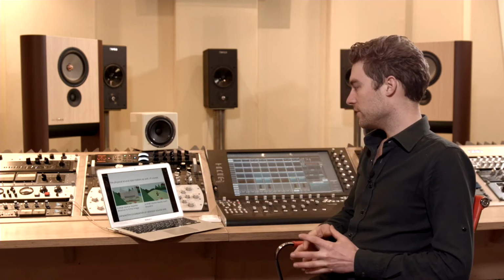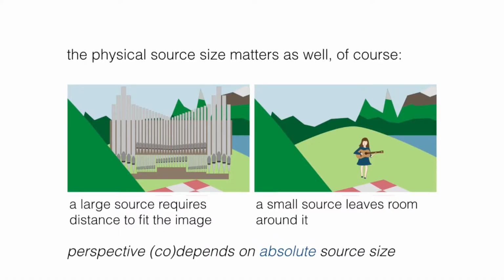The physical size of a source demands a particular distance in order for you to capture the whole thing and still leave some room for other elements. So if you look at the church organ in the left image, it almost fills up the entire cutout, leaving barely any space for other stuff, while actually the same cutout leaves plenty of room around the singer with just a guitar. So in order for you to accommodate big instruments, you need a bigger cutout, or you need to place the big instruments all the way to the back where they take up relatively little space. So the perspective also depends on the absolute size of the source, the acoustic size.